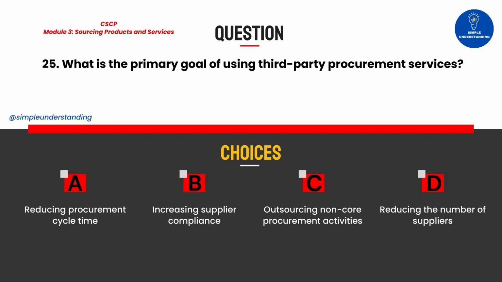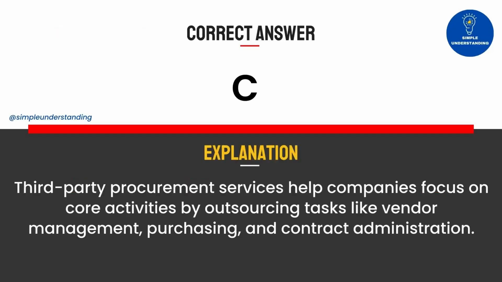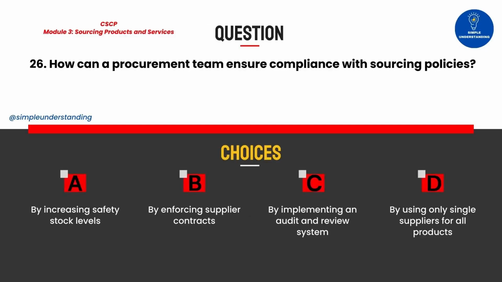25. What is the primary goal of using third-party procurement services? A. Reducing procurement cycle time. B. Increasing supplier compliance. C. Outsourcing non-core procurement activities. D. Reducing the number of suppliers. Correct answer C. Explanation. Third-party procurement services help companies focus on core activities by outsourcing tasks like vendor management, purchasing, and contract administration.